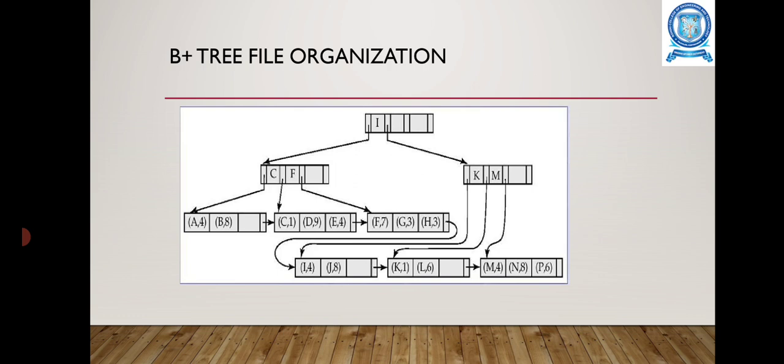B-tree file organization is arranged in this way. First is a pointer, then a search key value. The first pointer denotes the contents that come before the particular key value. The pointer on the right side, after the key value, denotes the contents that come after that key value.